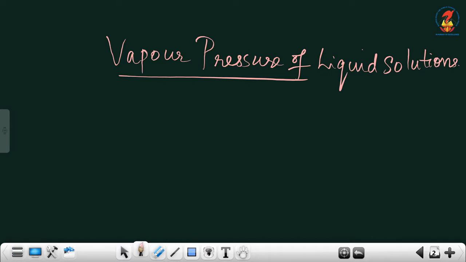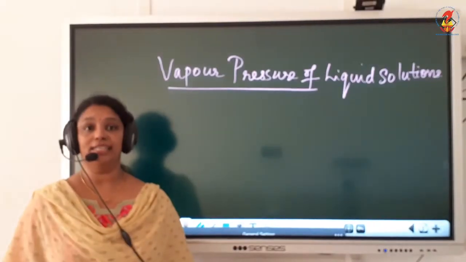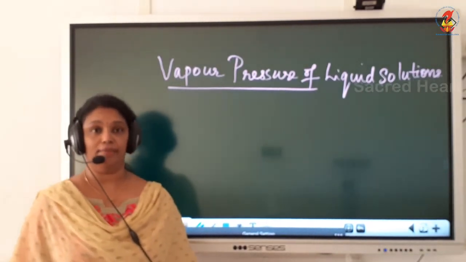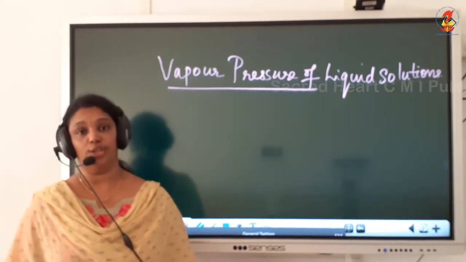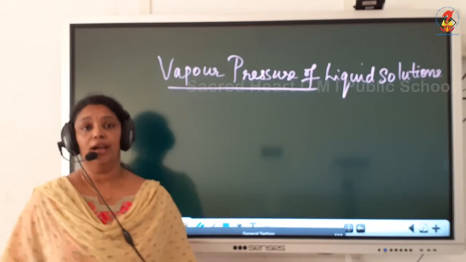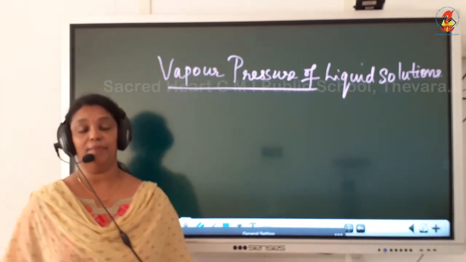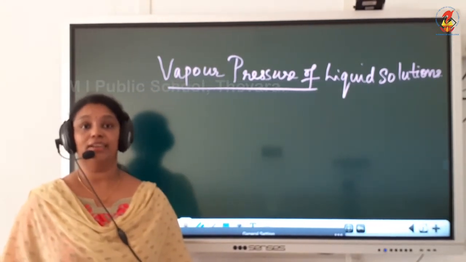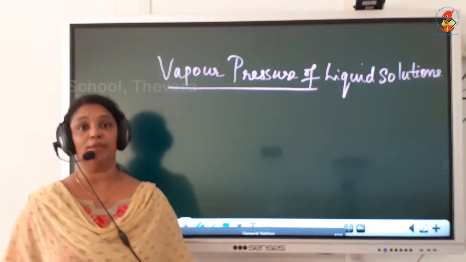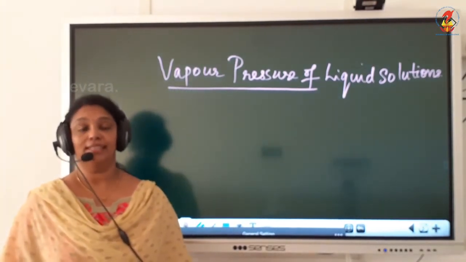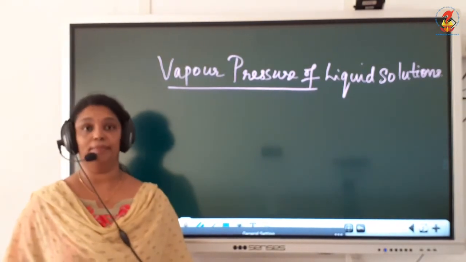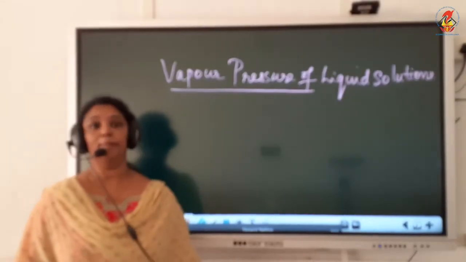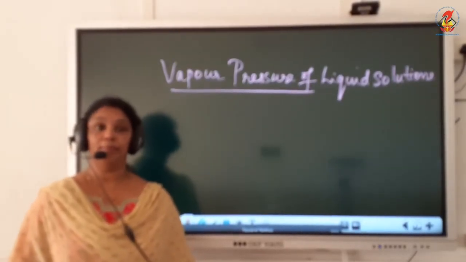For this, let us consider a system in which a liquid is dissolved in liquid and it's a closed system. We know that after some time, the liquid will evaporate and change into vapor state. Then the vapors will condense and go back into liquid state. Finally, the rate of evaporation and rate of condensation become equal. So we say that the system has attained equilibrium. The vapors present inside the container will exert a pressure, and we call that pressure vapor pressure.